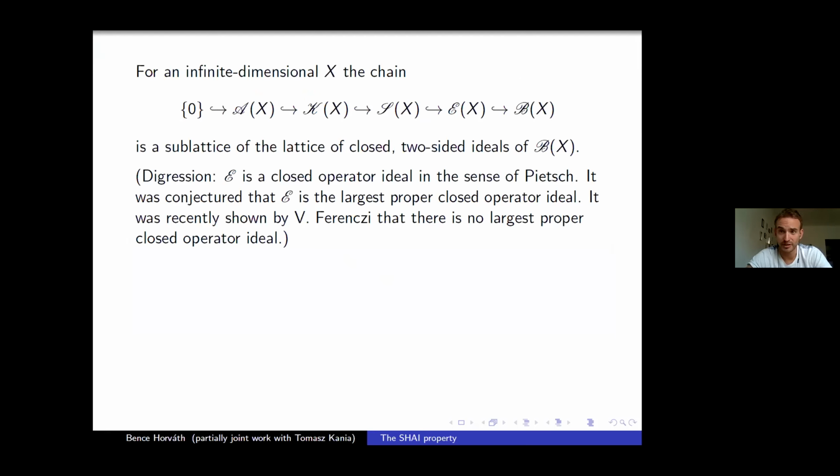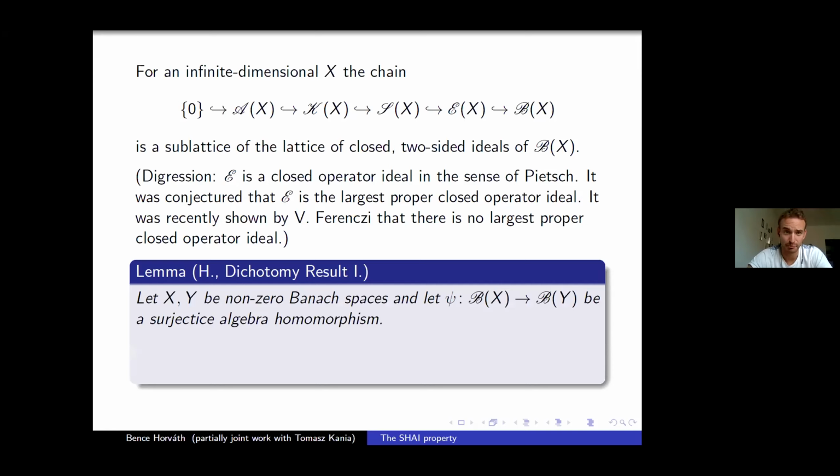I cannot help mentioning that Valentin Ferenczi recently proved that, because it was conjectured that this script E, which is an operator ideal in the sense of Pietsch, is actually the largest proper closed operator ideal. And Ferenczi showed that this is not only not true, but there is no largest proper closed operator ideal in the sense of Pietsch.